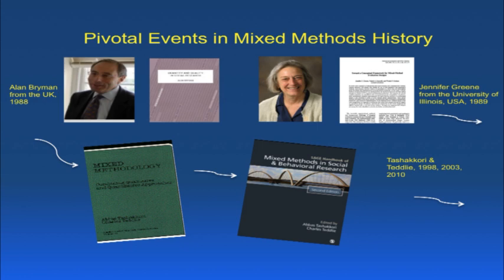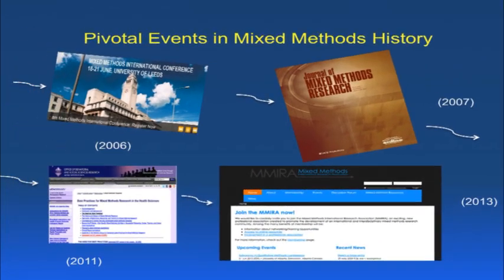And I think Alan Bryman was one of the first. He wrote a book on quantitative and qualitative. And Jennifer Green, she wrote a journal article on evaluation where she specified some of the mixed methods designs. Tashakkori and Teddlie wrote a book in 1998 on mixed methodology. They began to define the field in 2003. So that's just a little over 10 years ago that this methodology began picking up.